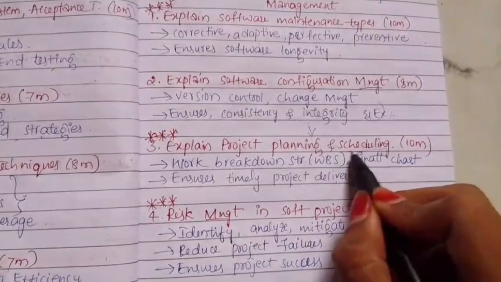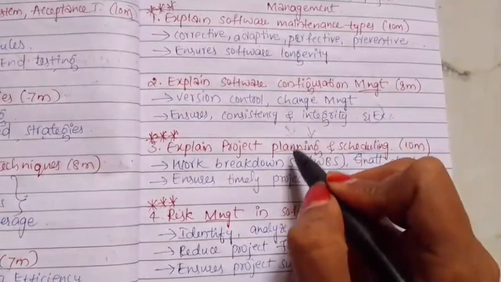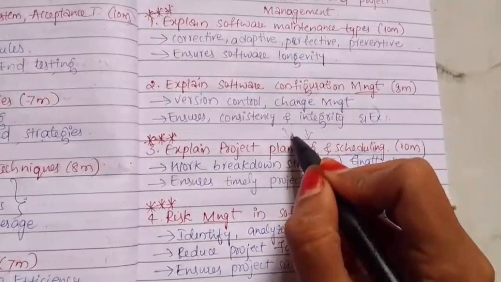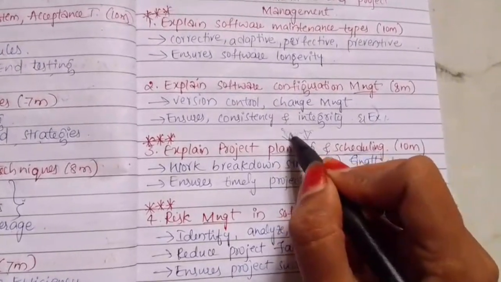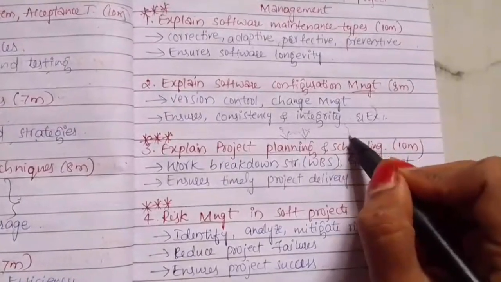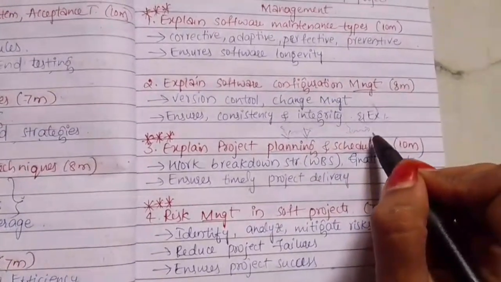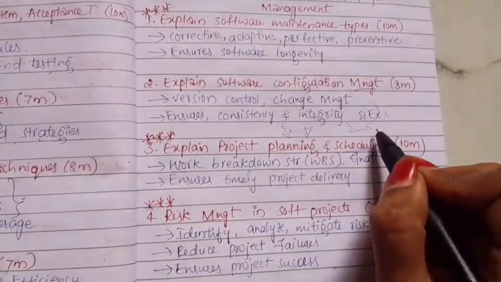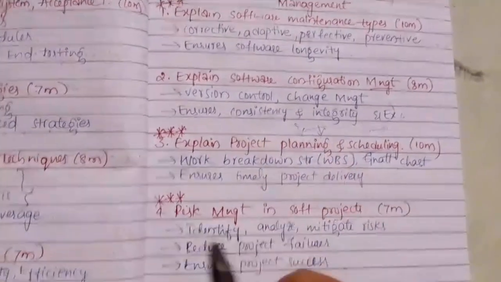Here we have scheduling, right? Project planning: how exactly you are building the project. That is project planning, like what are all the requirements, how are you going to design. Everything is included in the planning. And scheduling means how much time you are taking to deliver that particular project to the client, the customer. Everything you have to explain in detail.